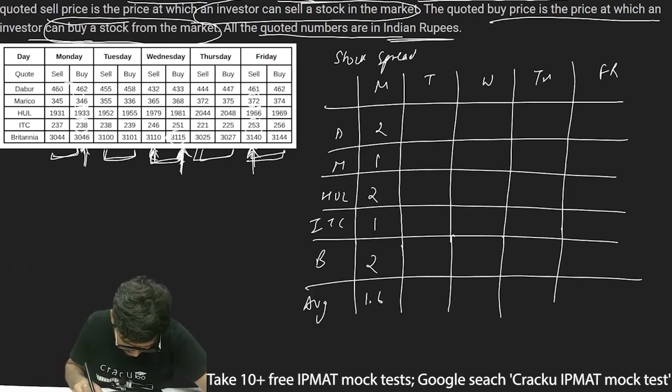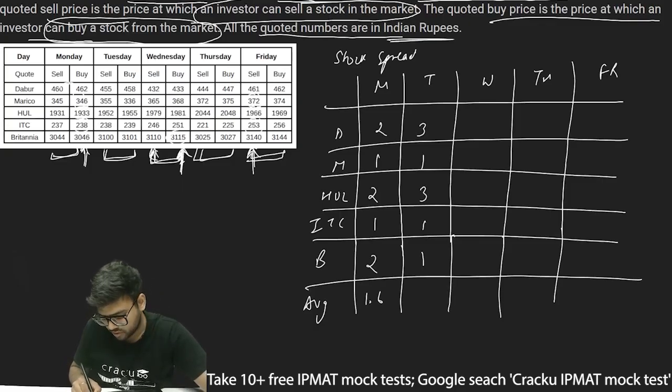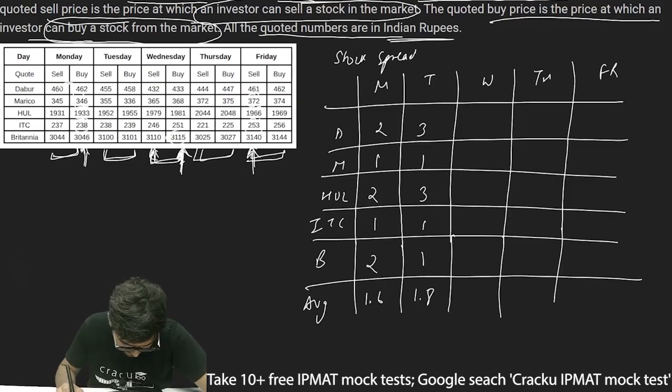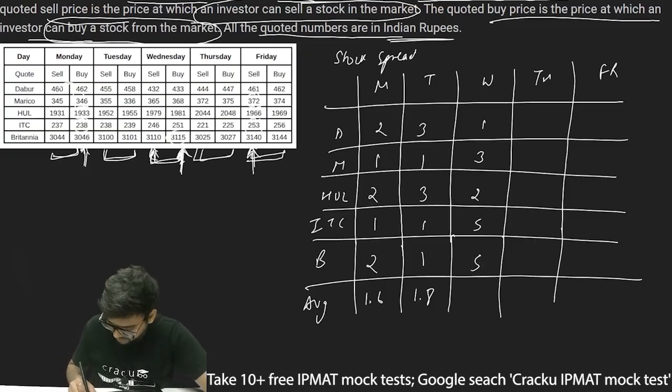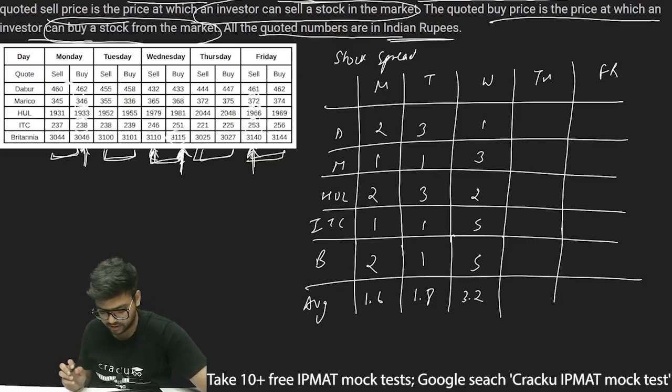Let me do this for Tuesday. This is 3, then 1, then again 3, then 1 and 1. So 3 plus 1 is 4, plus 3 is 7, plus 1 is 8, plus 1 is 9, divided by 5. This is 1.8. For Wednesday, it is 1, 3, 2, 5 and 5. So 1 plus 3 is 4, 6, 11, 16 divided by 5, which is 3.2.